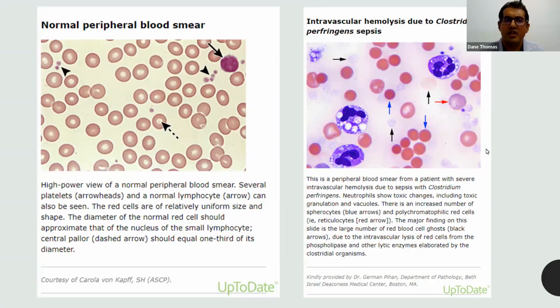And this is a slide that is comparing a normal peripheral blood smear to a blood smear showing hemolysis due to Clostridium perfringens sepsis. And as you can see, these ghost cells here are indicative of hemolysis, as well as these other abnormal red blood cells indicated here.